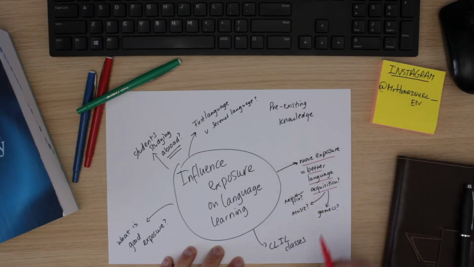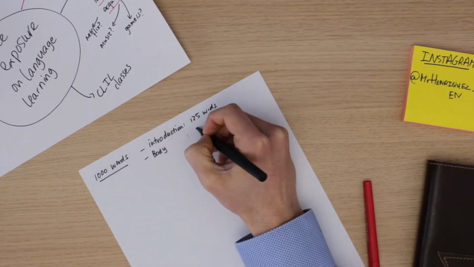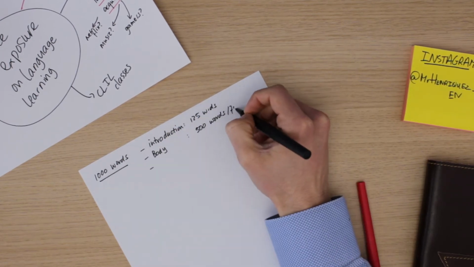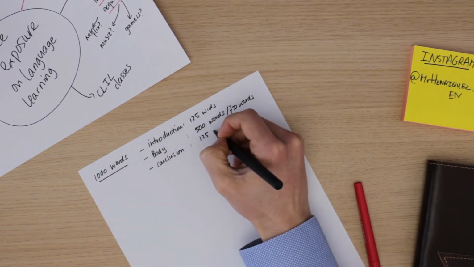Let's go back to my word web. I have some things I want to talk about and I need to put them somewhere. I have 1,000 words for this assignment, so what I could do is write 3 paragraphs of 250 words each, and then I'll use 125 words for my introduction and conclusion. Now the next step is to order what I'm going to put where.